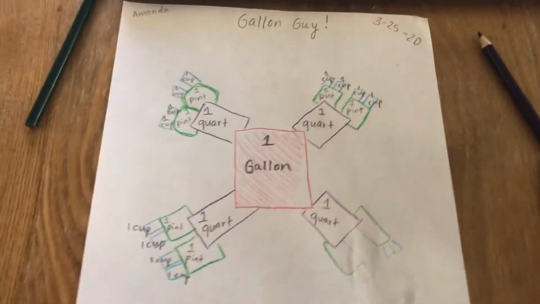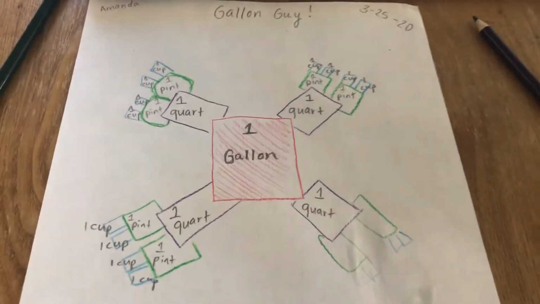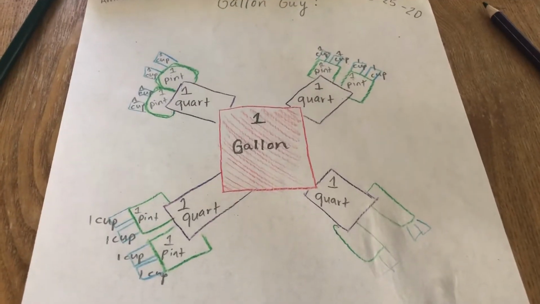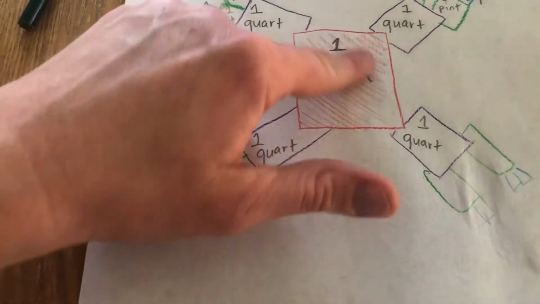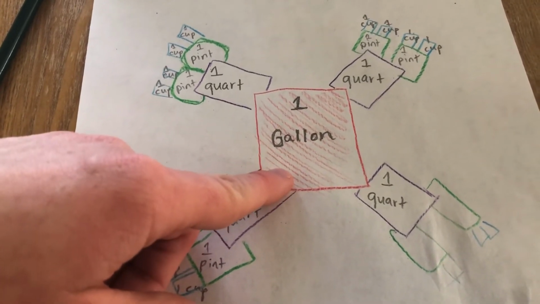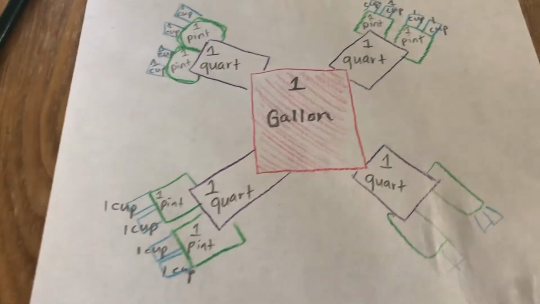Okay, so this is the work that I want you to do to follow up. This is called our gallon guy. We did this last year at the beginning of the year, but it's different now. So in the middle, it's kind of like the body of this person, 1 gallon. So that's the largest amount, right? Not actually of a person, but just for our purpose of remembering the measurements.